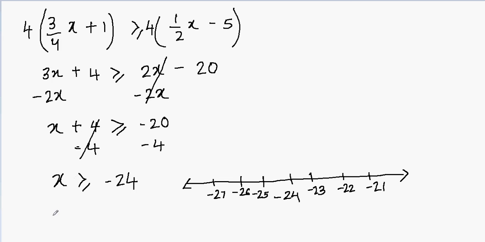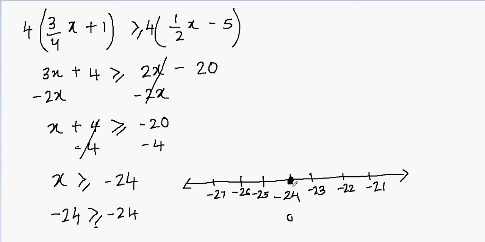Suppose my x is negative 24. If I plug in negative 24 for x, is negative 24 greater than or equal to negative 24? Yes, negative 24 is equal to negative 24. That means negative 24 is a part of the solution. If it's a part of the solution, I will make a closed circle on it. If it's not a part of my solution, I will make an open circle on it. The open circle looks like this, and we'll see that in the next video.